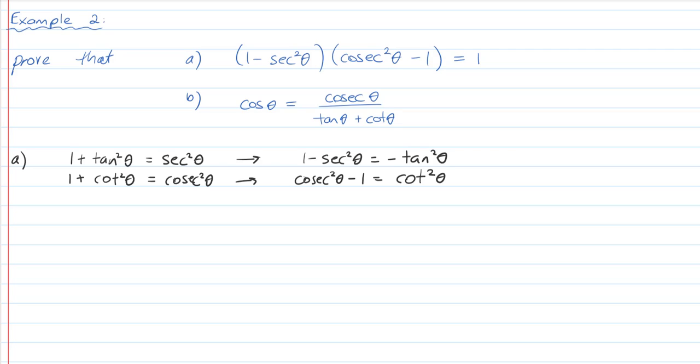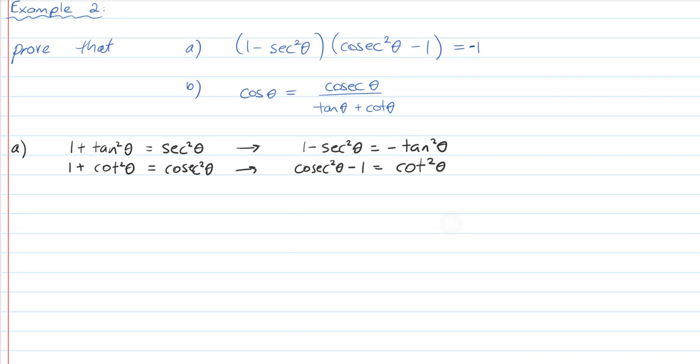And so when we put all that together, I think this should actually say negative 1 here, my apologies. When we put all that together, I can see that 1 minus sec squared theta is negative tan squared theta times by cosec squared theta minus 1 is cot squared theta. So I should actually probably, I'm marking this up at the moment. Let's start by rewriting the question just so that we've got our full proof.